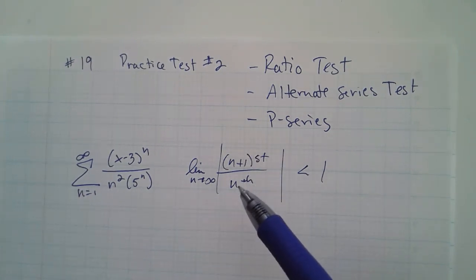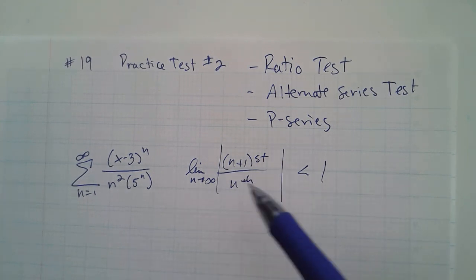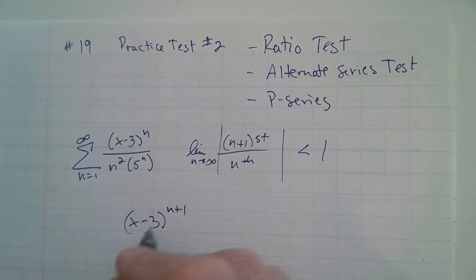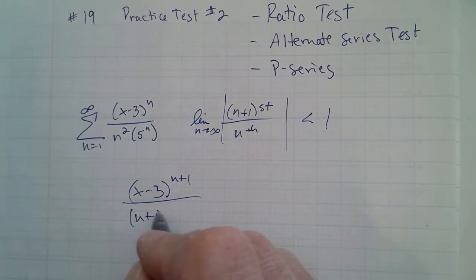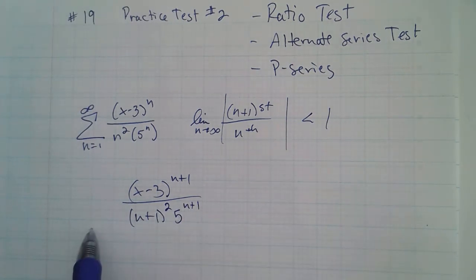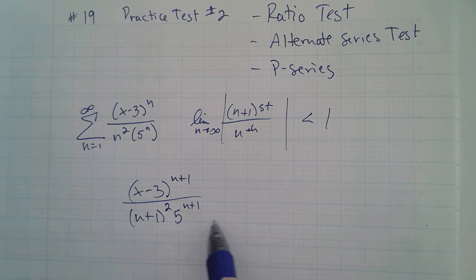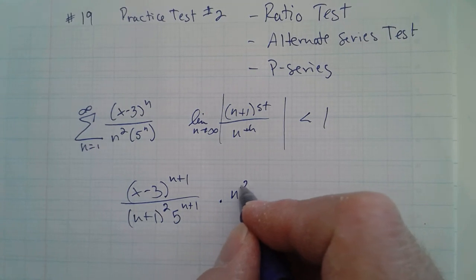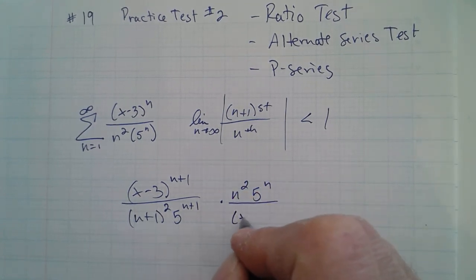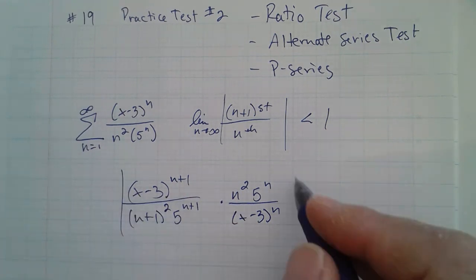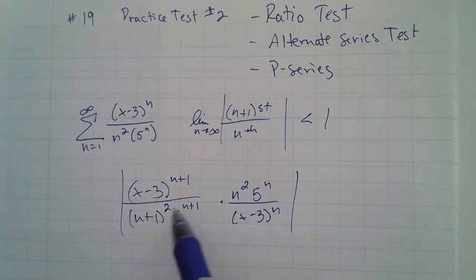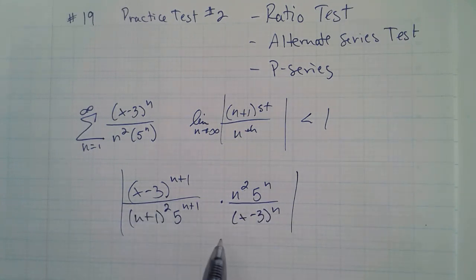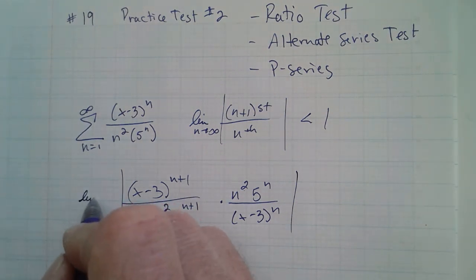If you take the n plus first term over the nth term as n goes to infinity, that has to be less than 1. So in this one, I have (x minus 3) to the n plus 1 over (n plus 1) squared times 5 to the n plus 1. Then we divide by the nth term, which is just multiplying by the reciprocal. And we take the absolute value of it. The absolute value doesn't matter for the n stuff because it's implied that they're positive, so the absolute value is really about the x stuff here. And we're finding the limit as n goes to infinity.